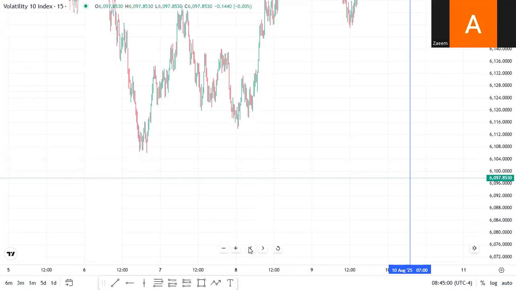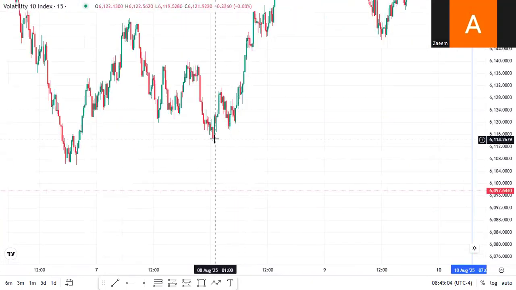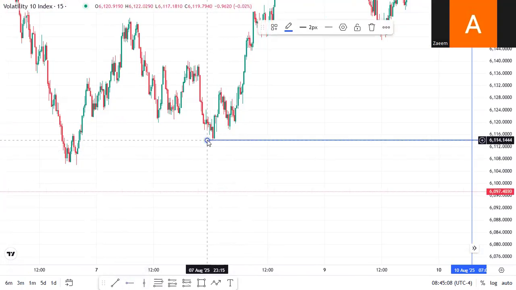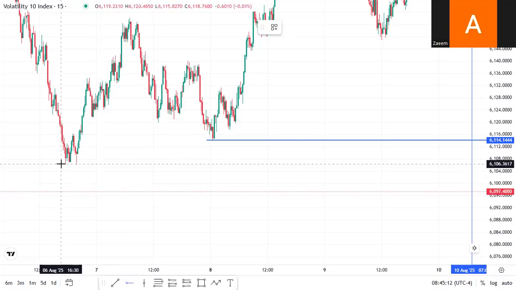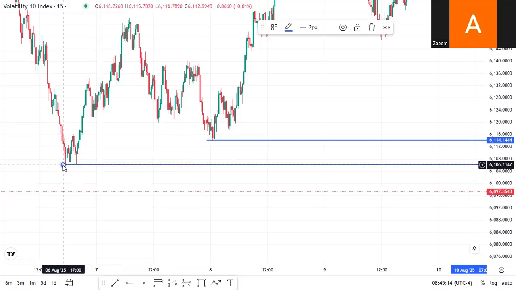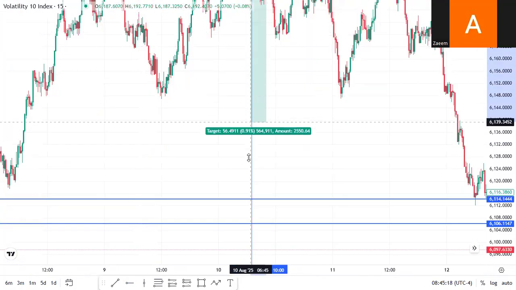Why? Because look at it. This is the first one, we have liquidity here. There's liquidity below this low, there is SL liquidity below this low. So I can target all those.